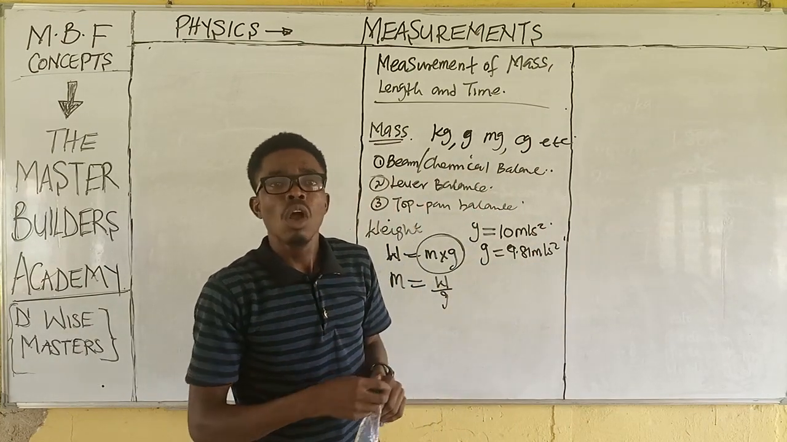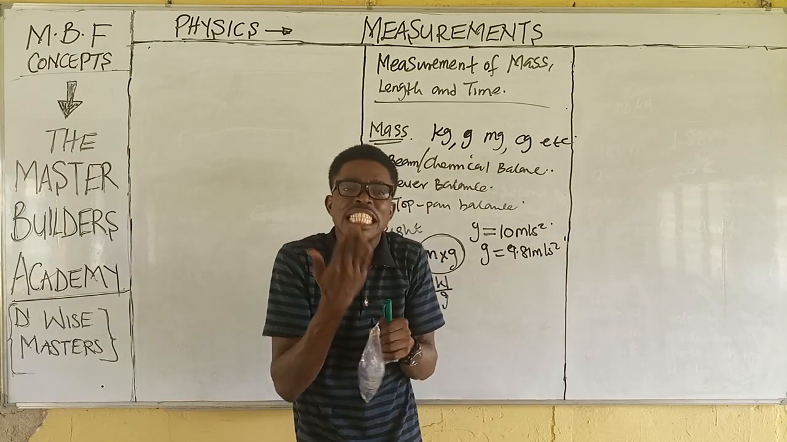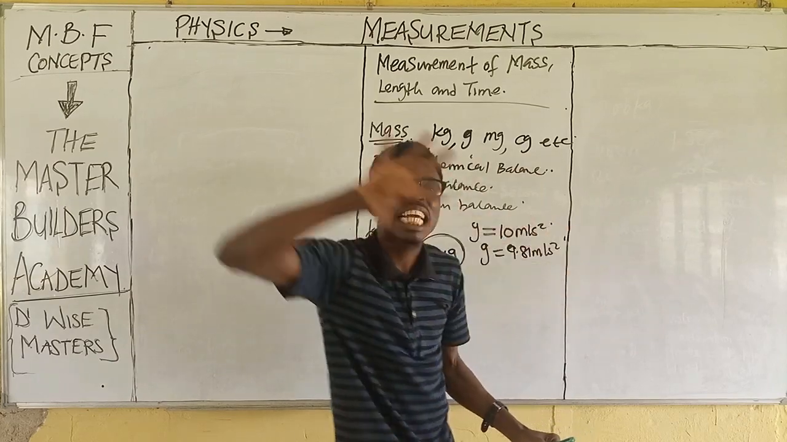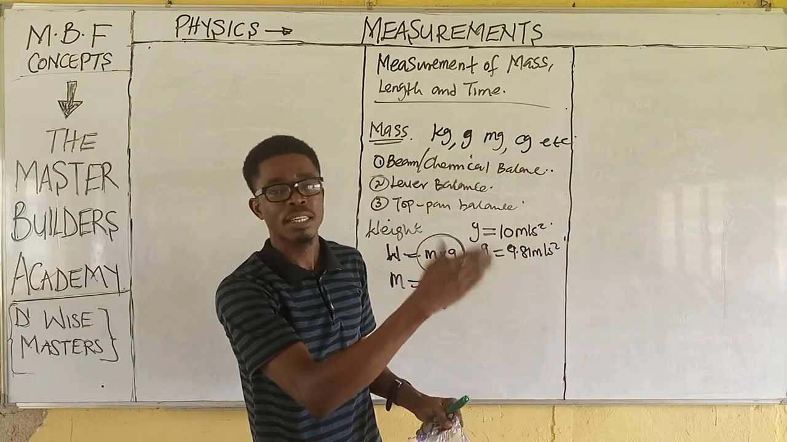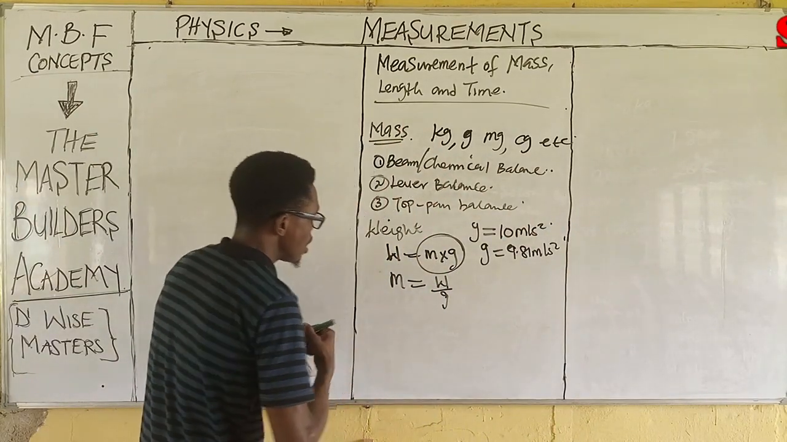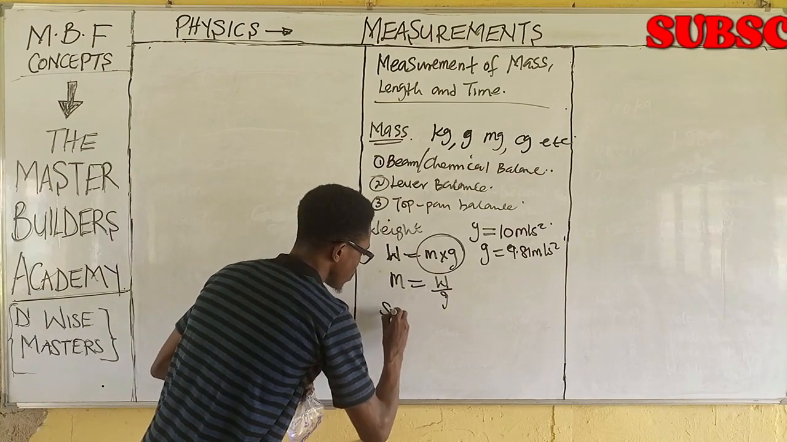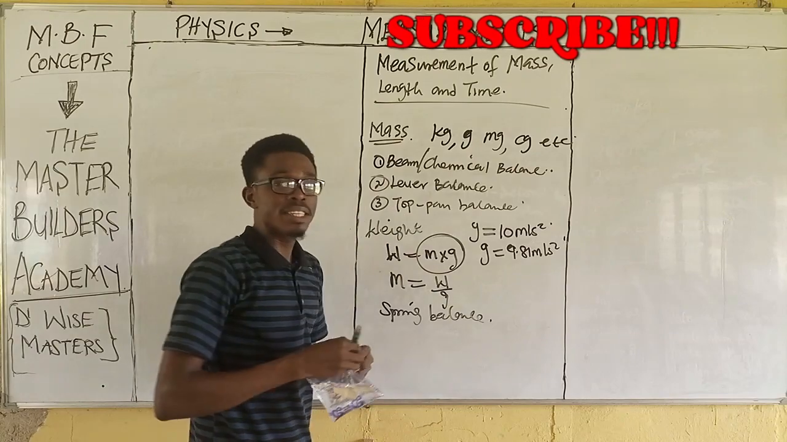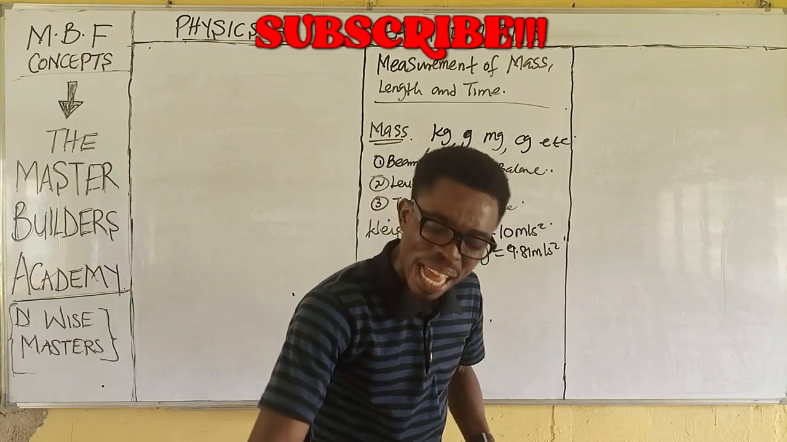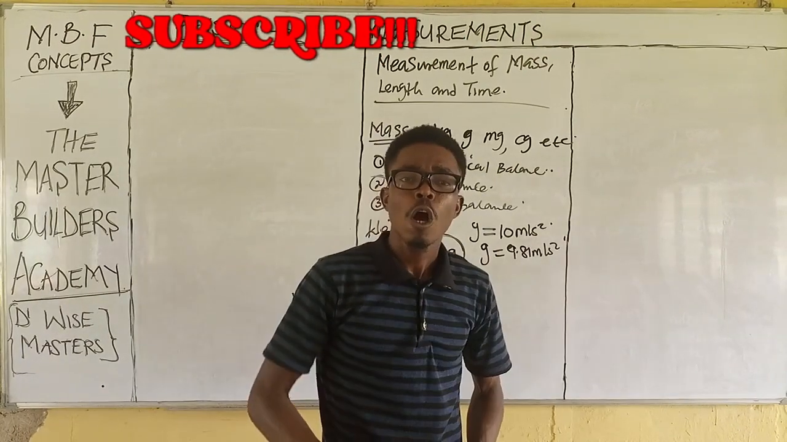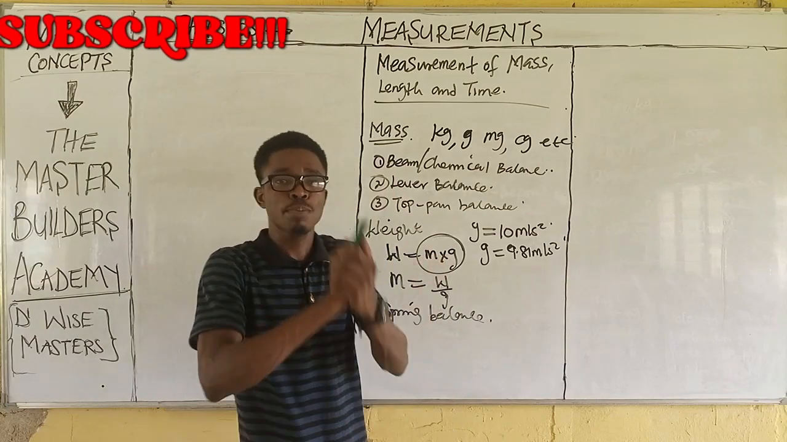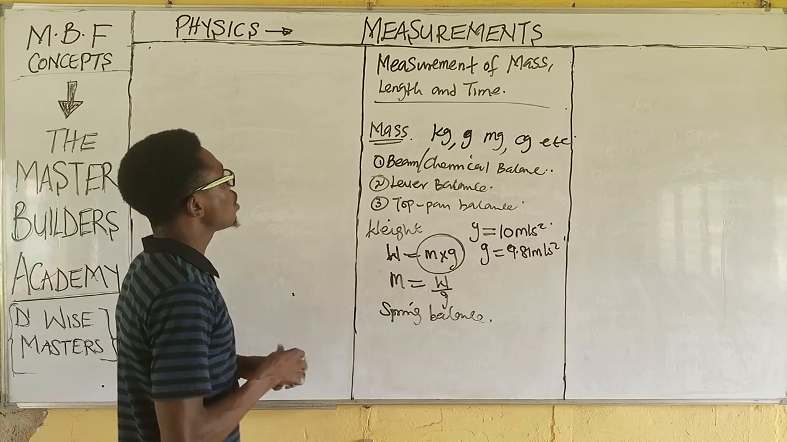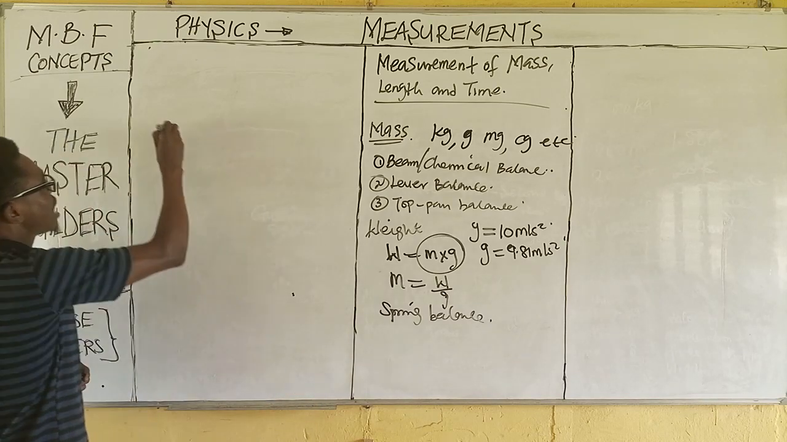Now listen carefully. The weight of an object is measured by an instrument called the spring balance, should in case you are asked. So spring balance is an instrument that we use to measure the weight of an object. So at this point we will stop here for mass. Now let's quickly look at length.